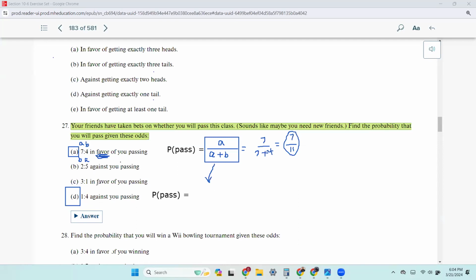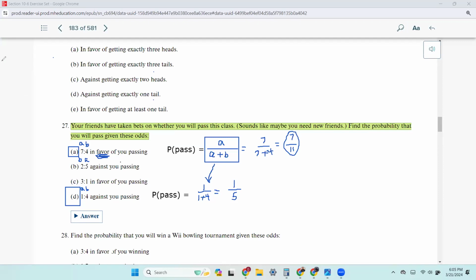So now, though, the numbers are different. So the A is 1 and B is 4. All right, so this is going to be 1 over 1 plus 4. So in this, it's a 1/5 probability of passing. So up here, A is in favor of passing, and then D is against you passing. I just get twisted up.